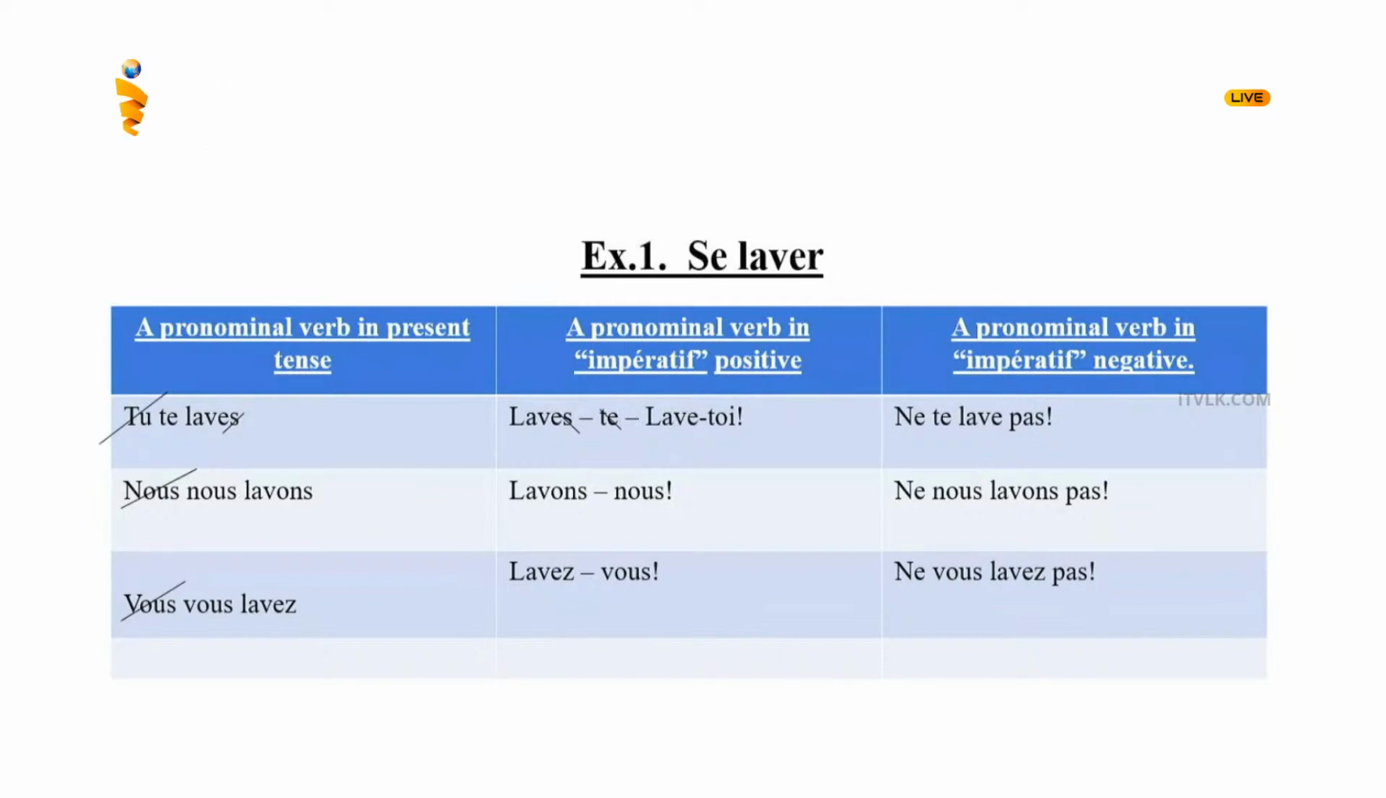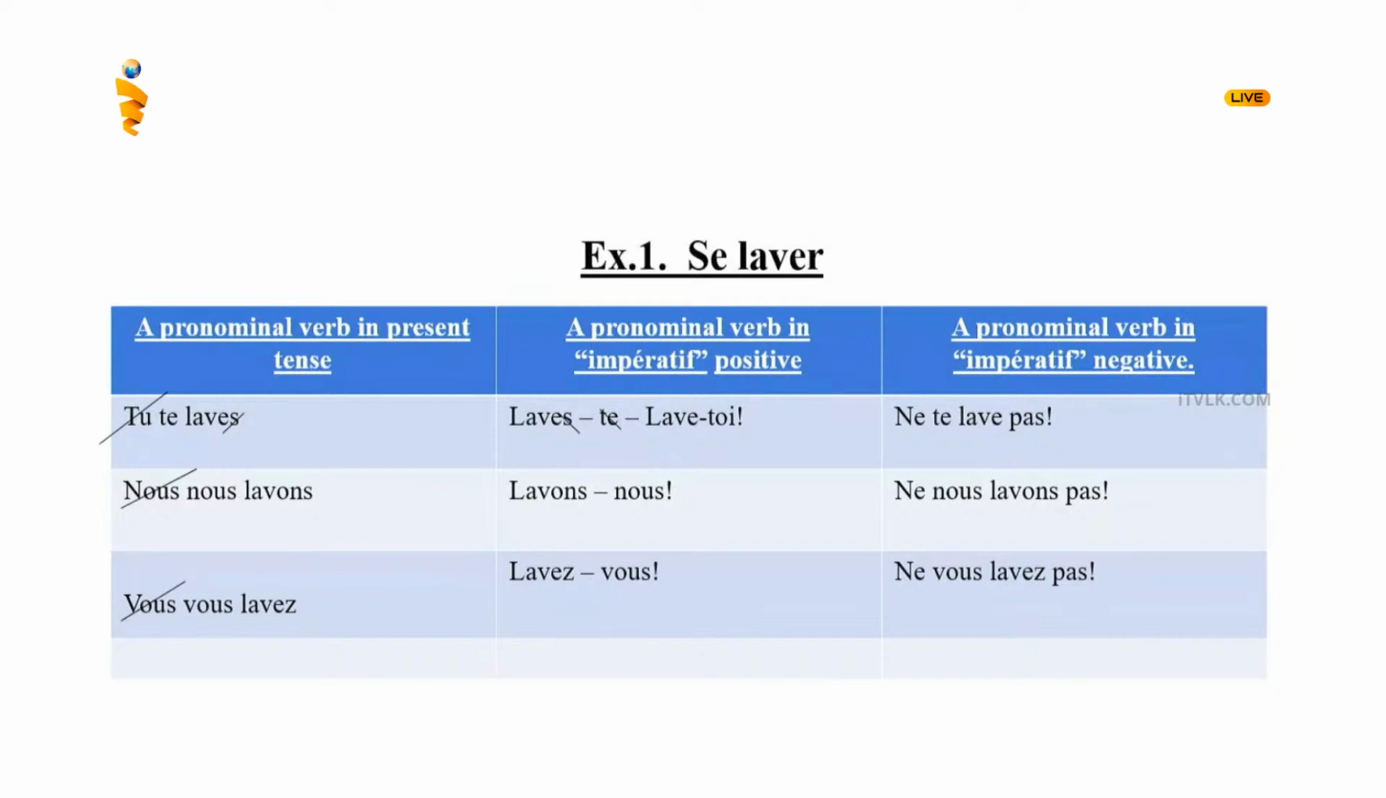Fine. Now I have taken a chart in which I explain how to use se laver, the pronominal verb, in the order form, in positive format as well as in negative format. So first of all, I conjugated this verb se laver to present tense, because like what we learned earlier, imperative conjugations are just like in present tense. So I say, tu te laves, nous nous lavons, vous vous lavez. Don't forget to cut off, erase the subject pronoun. So tu, nous, vous, they disappear.